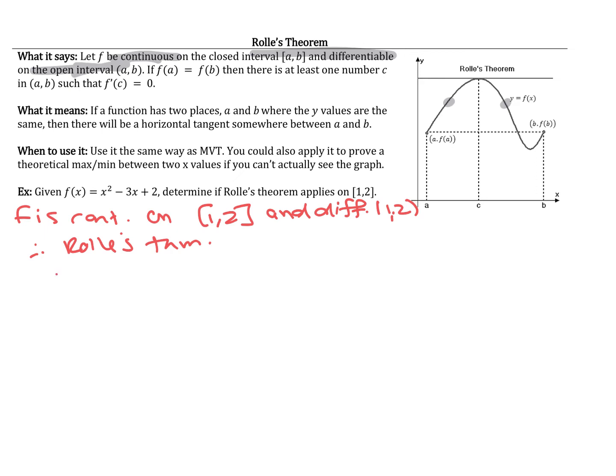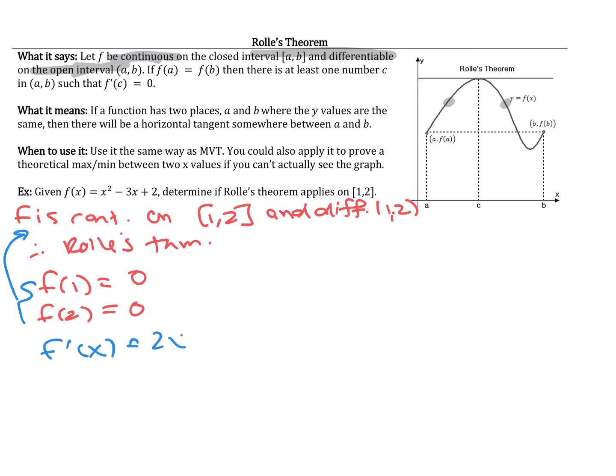What I just want to point out here is that if we check what's happening at the endpoints, if we plug in 1, we get 0. If we plug in 2, we get 0. That means at some point in time, and I guess this is the other part of the conditions here, the derivative is going to be 0. So let's find the derivative and set it equal to 0. That would give me that x is 3 over 2, or the c value that we're looking for would be 3 over 2.